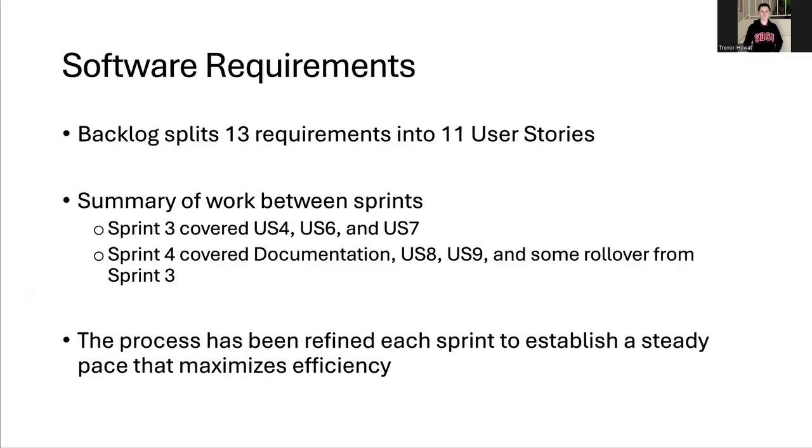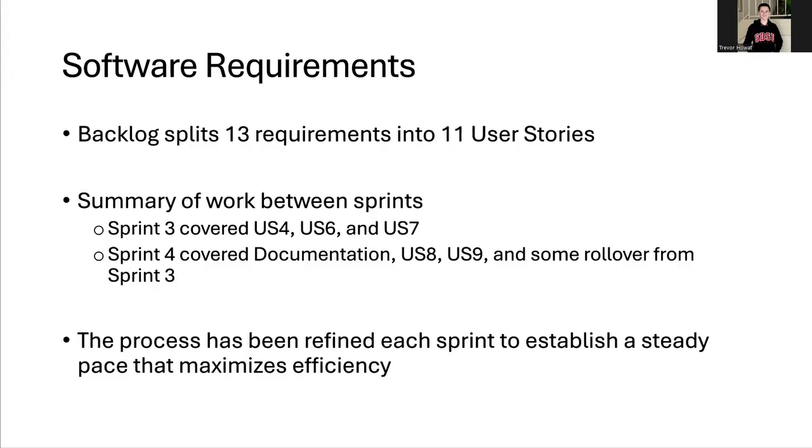In the last two sprints of this project, we covered user stories 4, 6, 7, 8, and 9. Sprint 3 covered 4, 6, and 7. This regarded creating trips, generating trips, and viewing trips. And then Sprint 4 covered 8 and 9, which were deleting and editing trips. Sprint 4 also had a heavy amount of documentation work. Sprint 3 had some documentation work as well, but Sprint 4 was really heavy in documentation, including preparation for this demo, and some rollover from Sprint 3.